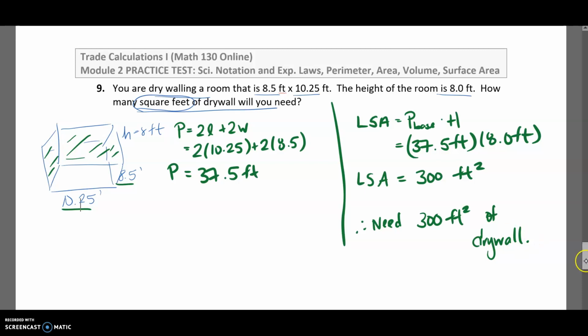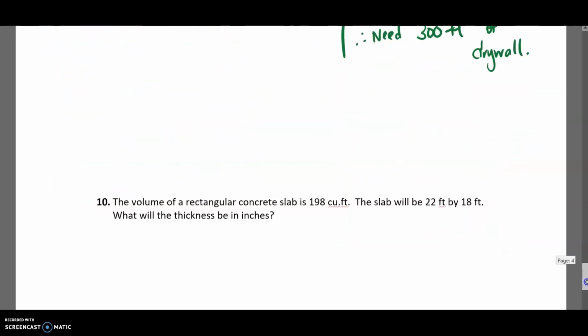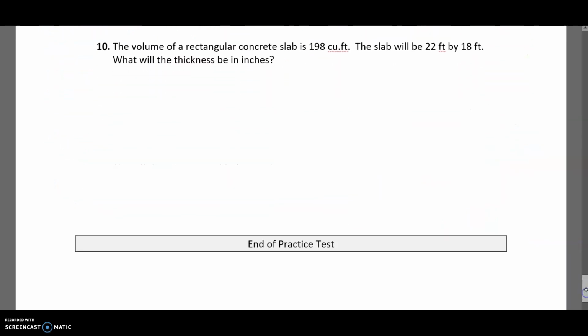And now we'll look at the final question on the practice test. Here we know that the volume of a rectangular concrete slab is 198 cubic feet. And we know the length and width of the slab is 22 feet by 18 feet. We want to find the thickness.